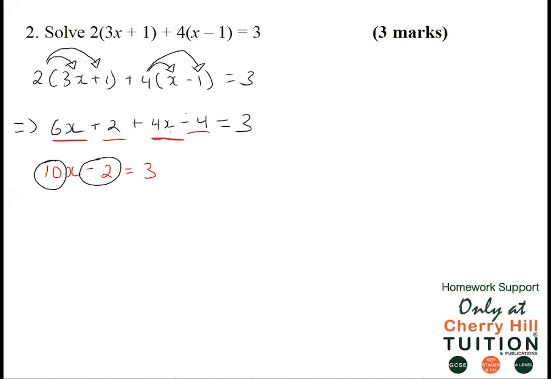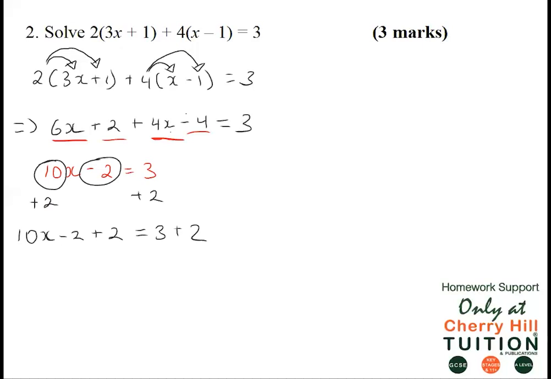In order to eliminate something, we need to do the opposite. The opposite of minus 2 is plus 2. So we add 2, and we do this on both sides of the equation. So we always do the same thing to both sides of the equation. This leaves us with 10x minus 2 plus 2 is equal to 3 plus 2.